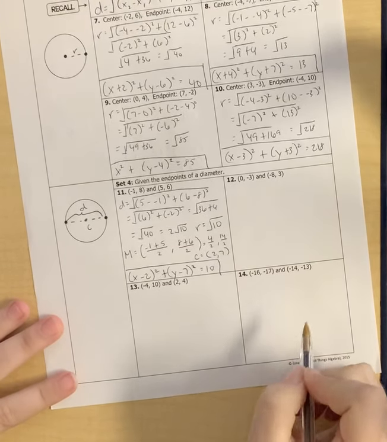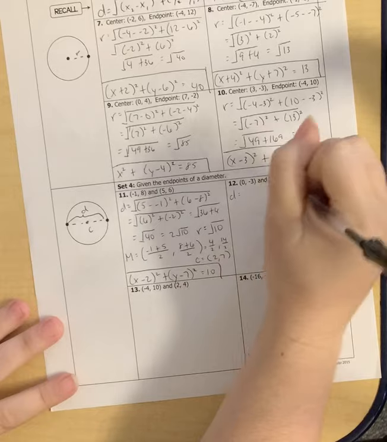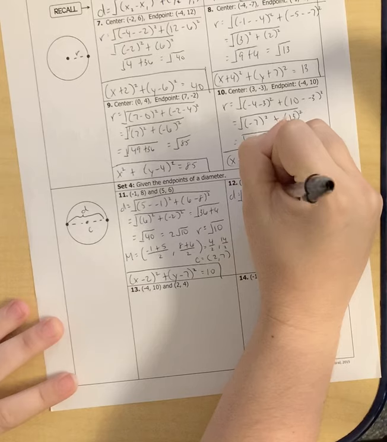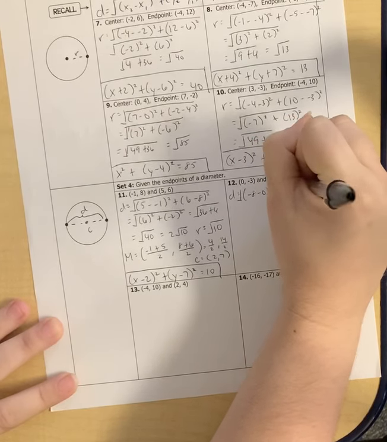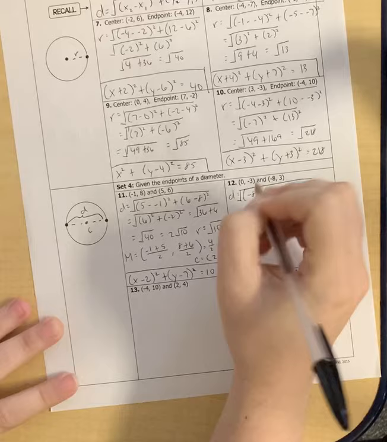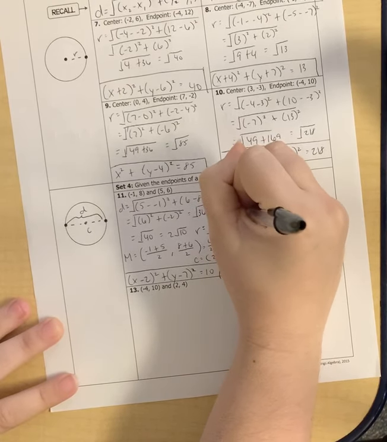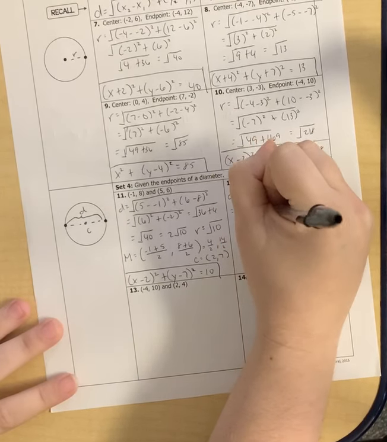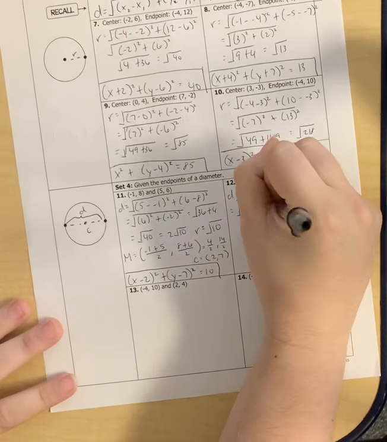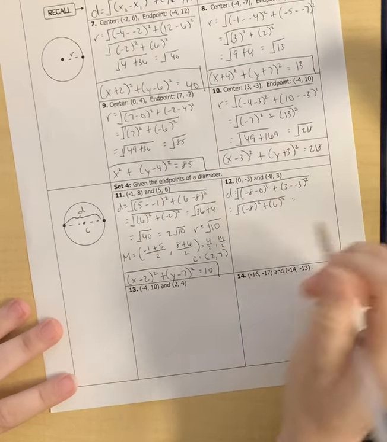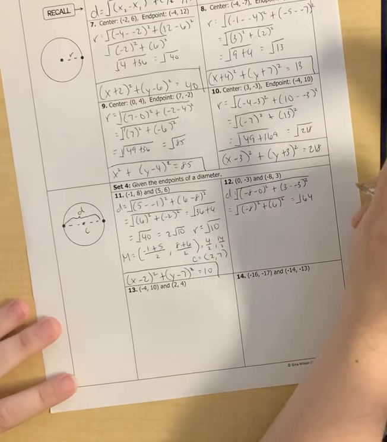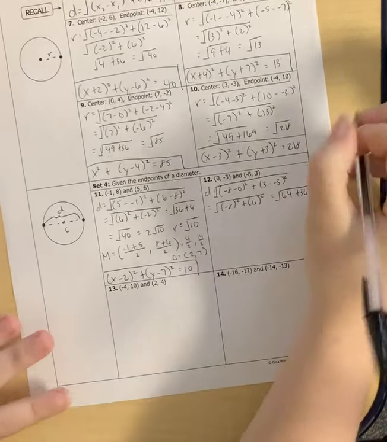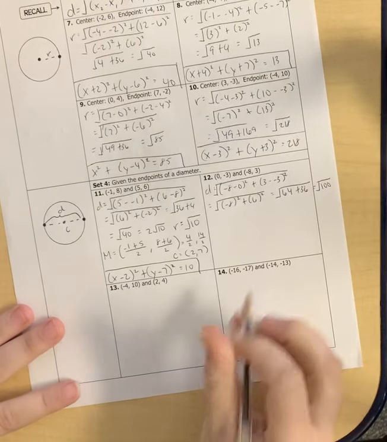Okay, same thing on number 12. So first we want to do the distance between them. So we have the square root of -8 minus 0 squared plus 3 minus -3 squared. Okay, so that equals the square root. We have -8 minus 0 is -8 squared, and then 3 minus -3 is 6 squared. -8 squared is 64, and 6 squared is 36. Okay, so that is the square root of 100.